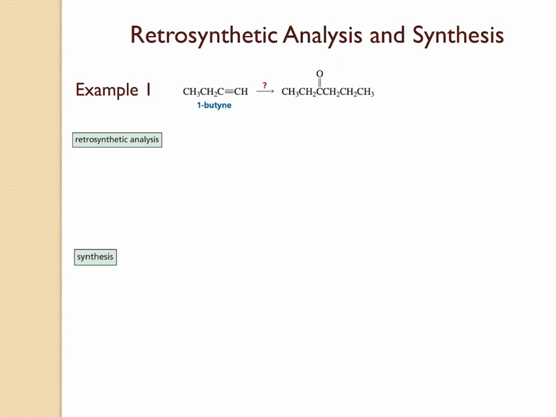Let's do our first example on retrosynthetic analysis and synthesis. How can we convert 1-butene to 3-hexanone? Now, the first thing is we need to focus on the number of carbons on both sides of the reaction. So here we have 4 carbons, but on the product side, we have a total of 6 carbons.